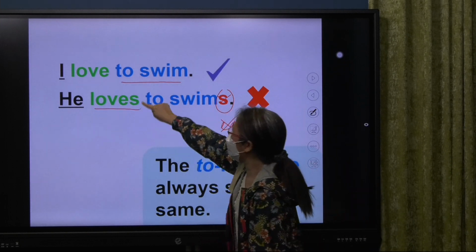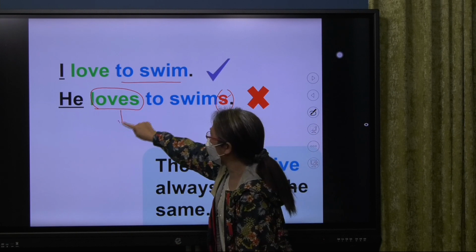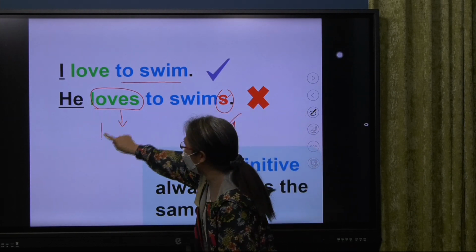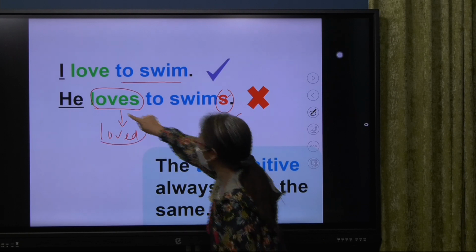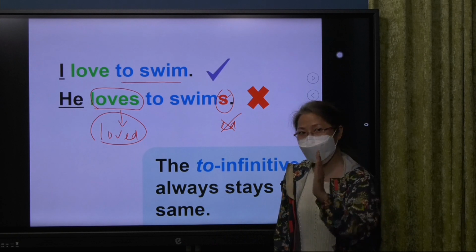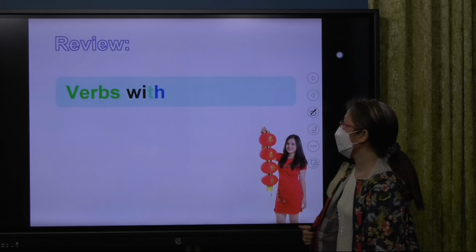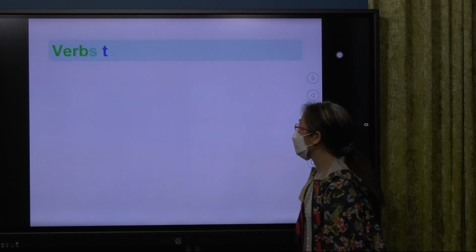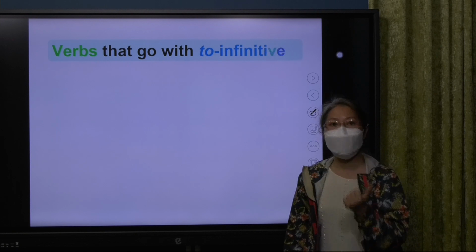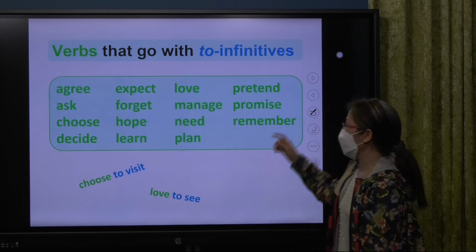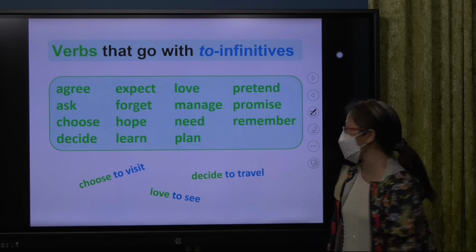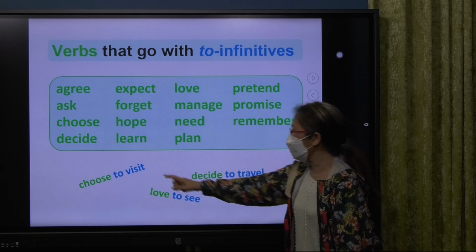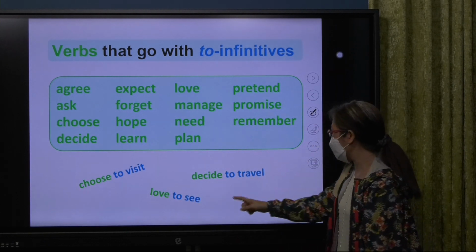Okay? We can only change the main verb. If it is in past form, we can change the main verb into past form. We change the verb here. Okay? To infinitive. Never change it, remember. Okay, a quick review. First, with two infinitives, this is the least. Remember that. And then you know when to use two infinitives. Okay? Choose to visit, decide to travel, things like this.